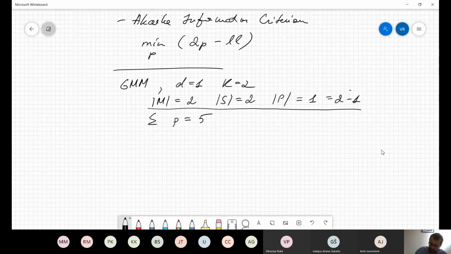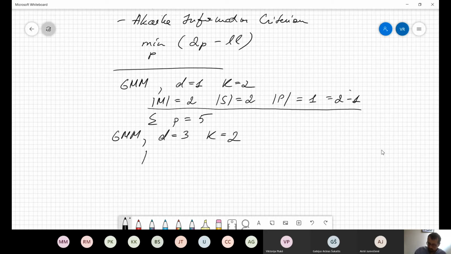By changing it slightly, for instance, let's again have a GMM with dimension equals 3 and clusters equals 2. For the number of centers we have D times K, which is 6 parameters for the centers now. For the variances, we will have D times D, times K.